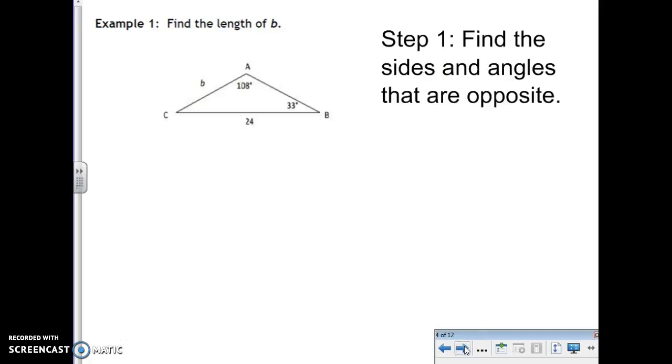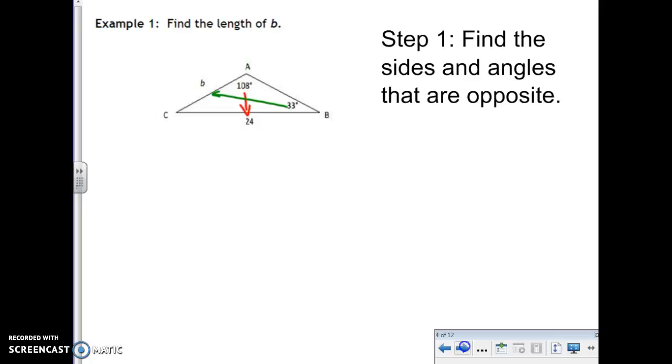So in this case, I want to find out what side B is. In order for that to work, I need to first find the sides and the angles that are opposite each other. When I look at this picture, I know that those two sides are opposite each other: the angle 108 and the side 24 are opposite each other. And I also know that 33 degrees is opposite side B. So that's the first thing that I do.